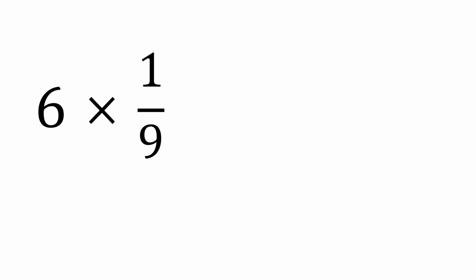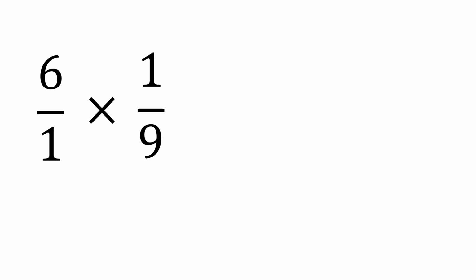Now how about this? 6 times 1/9. This time, it's a whole number multiplied by a fraction. So how to solve this? First is we change the whole number into a fraction by putting a 1 in the denominator. So it's actually still 6. It's just that we changed its form.